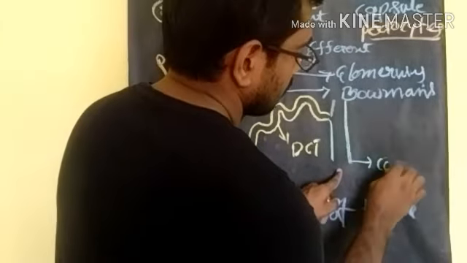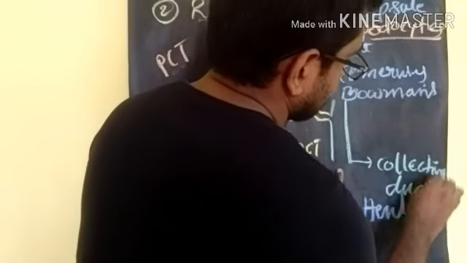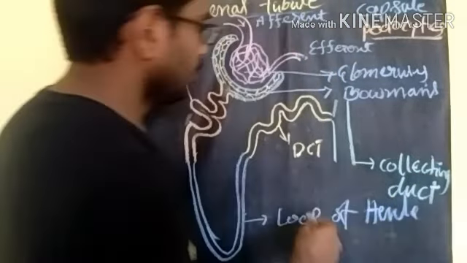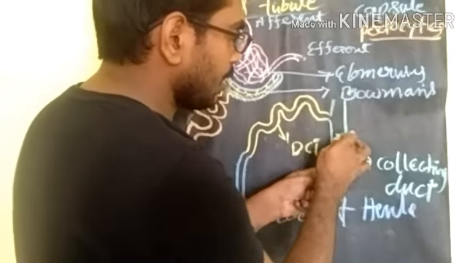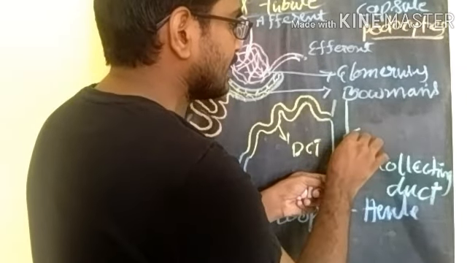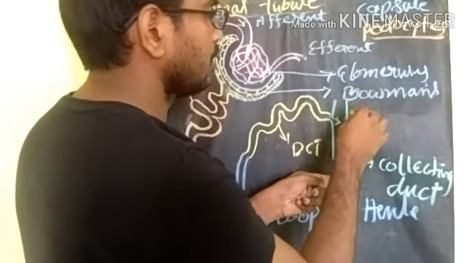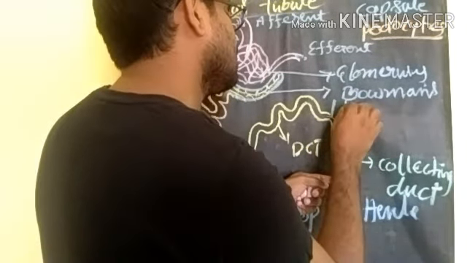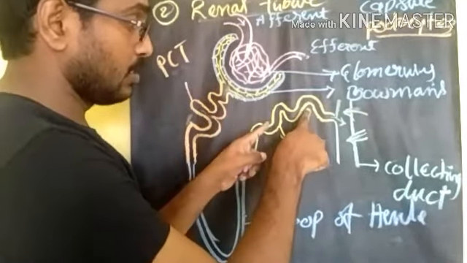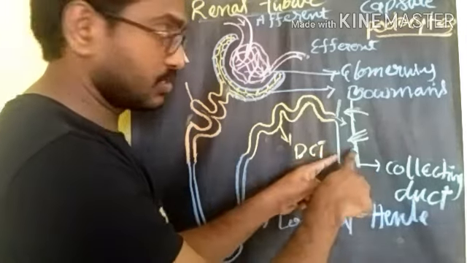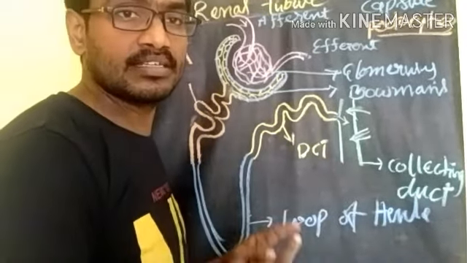Collecting duct. Like this, many nephrons open into collecting ducts. One nephron opens into this, another nephron here, and one more nephron. Like this, they open into what? Collecting ducts. All the distal convoluted tubules open into collecting ducts.